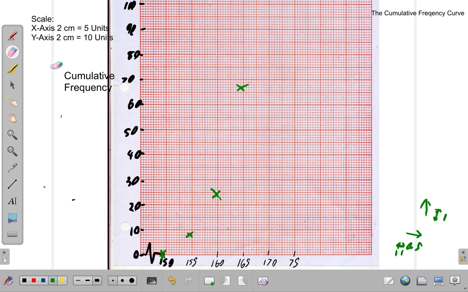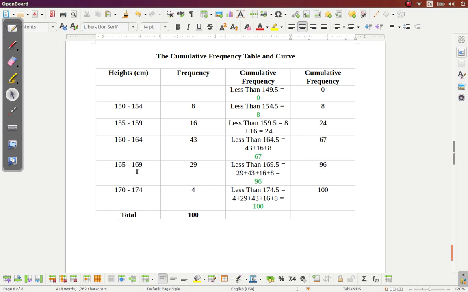Then the next point will be, for the same argument, 169.5, 96. How many persons were shorter than 169.5 centimeters? It means cover the 29, the 43, the 16 and the 8. That makes 96. So you locate 169.5, 96.